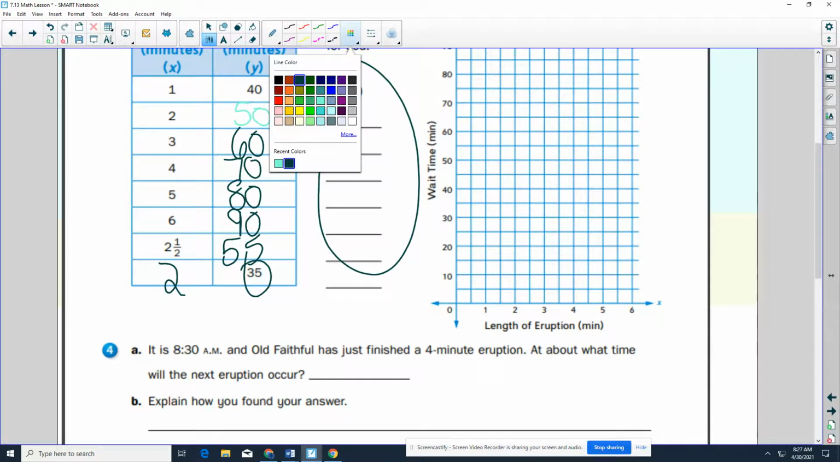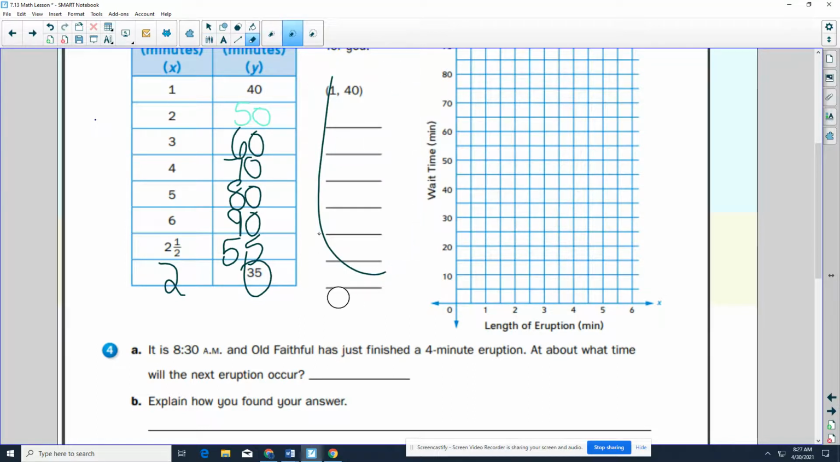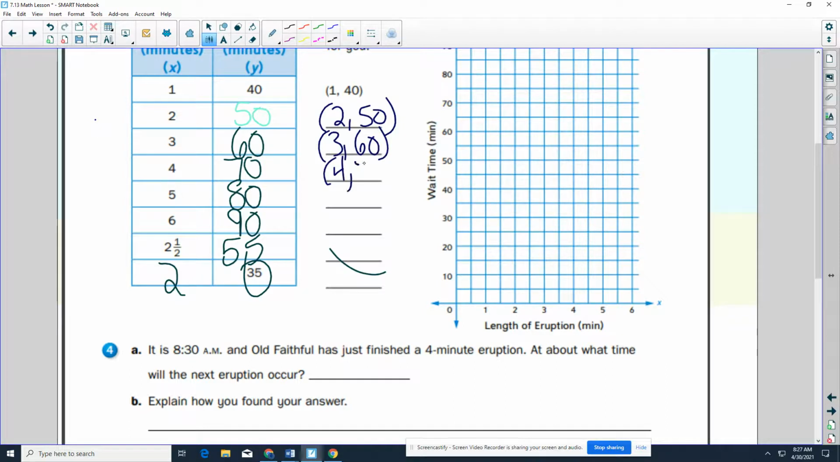And now we have to go and write our ordered pairs. So you can see they did the first one for you there as an example. Then the next one I would just say the x is 2, the y is 50. And then I would say 3, 60. Next one is 4, 70. 5, 80.